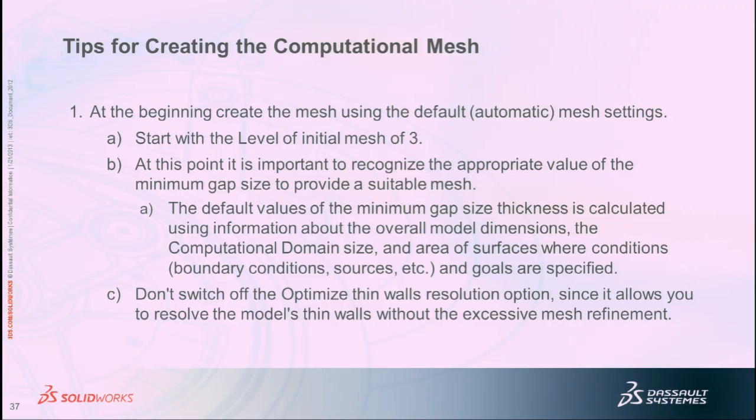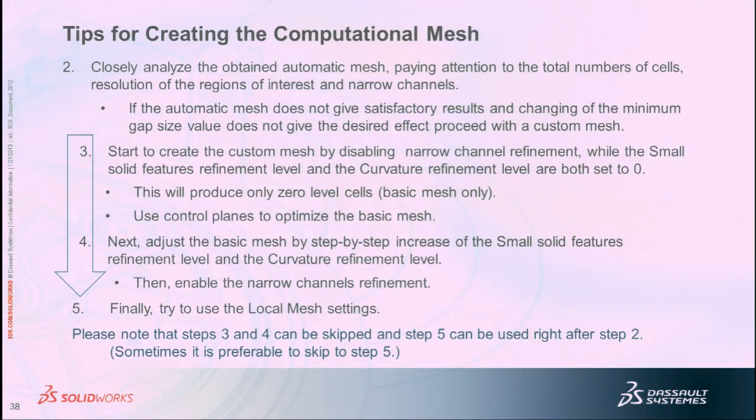And same thing with a valve. Let's say you're closing it, and it's a small opening that the flow has to squeeze through, a ball valve or something, then you would want to put that small opening as your minimum gap in the initial mesh command. Okay? All right, and then don't switch off the optimized thin wall section, which allows you to resolve the thin wall. So it's kind of repeating what I said before.